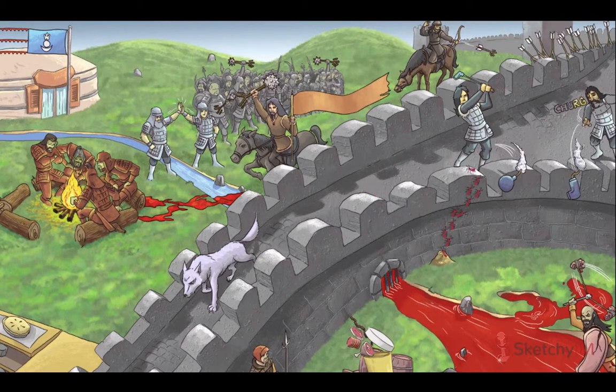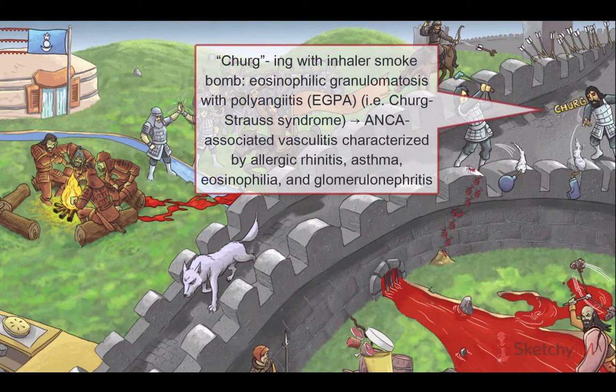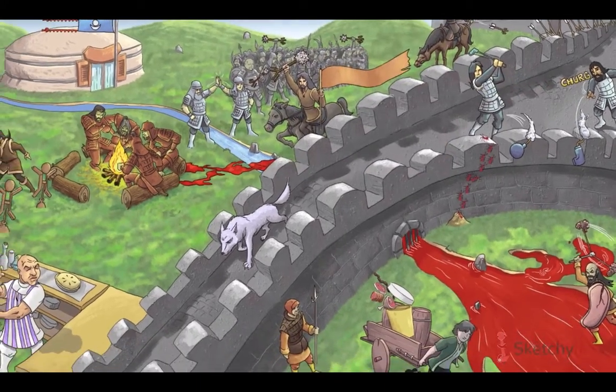Eosinophilic granulomatosis with polyangiitis, or EGPA, previously referred to as Churg-Strauss syndrome, is another multisystem vasculitis associated with glomerulonephritis. EGPA is characterized by allergic rhinitis and asthma, followed by eosinophilia, and final progression to vasculitis. Notice the inhaler smoke bomb, which highlights the asthma symptoms that are associated with the disease. Not to mention that churg of a sneeze caused by allergic rhinitis. Really puts the churg in Churg-Strauss, you know what I mean?